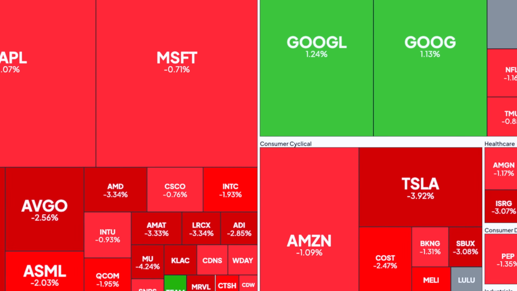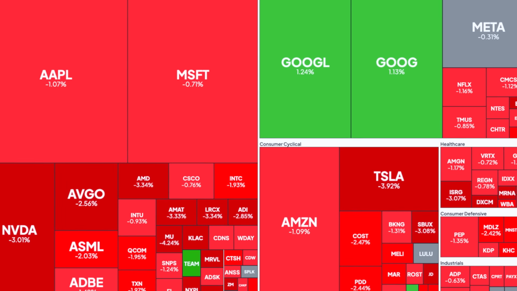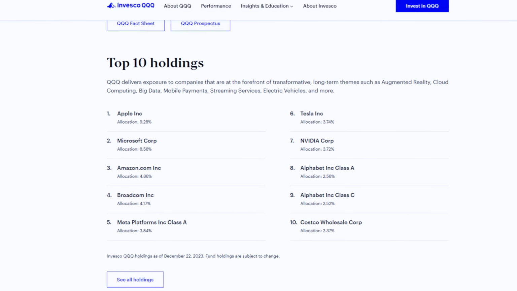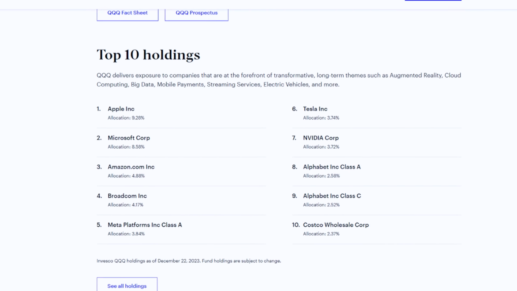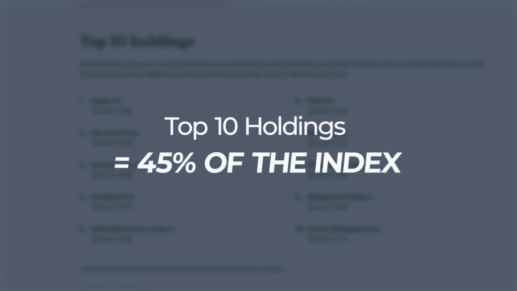Alright, let's jump right in. The Nasdaq 100 index is a collection of the 100 largest, most actively traded companies listed on the Nasdaq Stock Exchange. So you have companies like Apple, Microsoft, Amazon, Tesla, and just the top 10 companies alone make up almost 45% of the entire index.